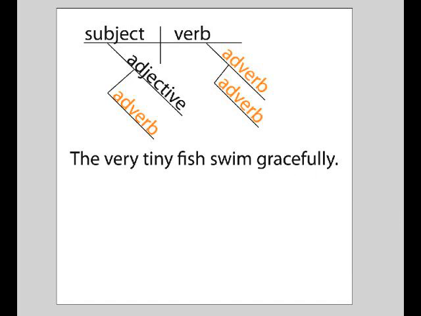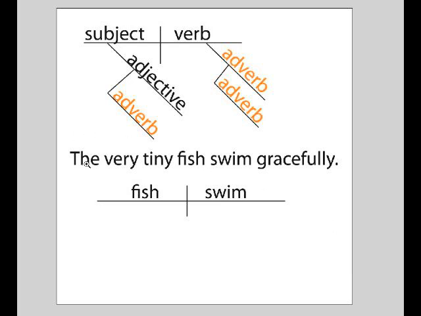Step 1 is to find the subject and the verb. Who or what is this sentence about? Well, it's about the fish. And what are the fish doing? They're swimming. They swim. So fish swim is our subject and verb.